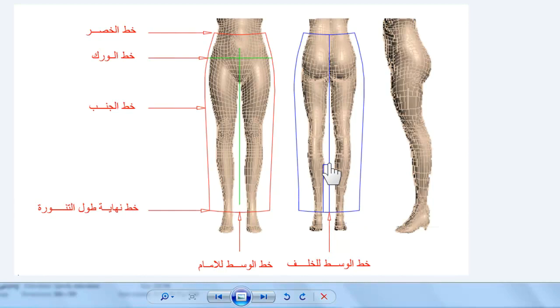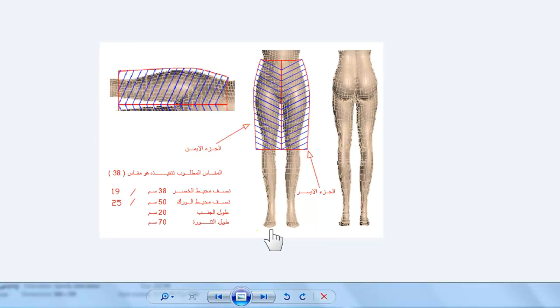Now, before we start with the pattern, we will check out this picture. Here is the example we will be using. The skirt size is 38 centimeters. That means 38 is half the size of the waist. The size is 38 centimeters.